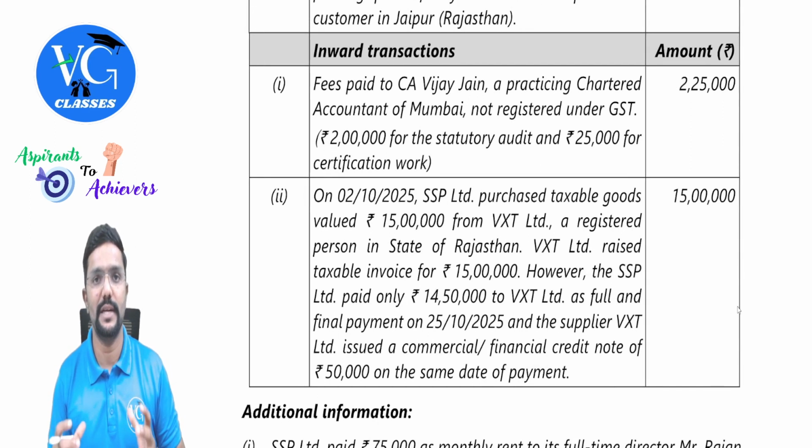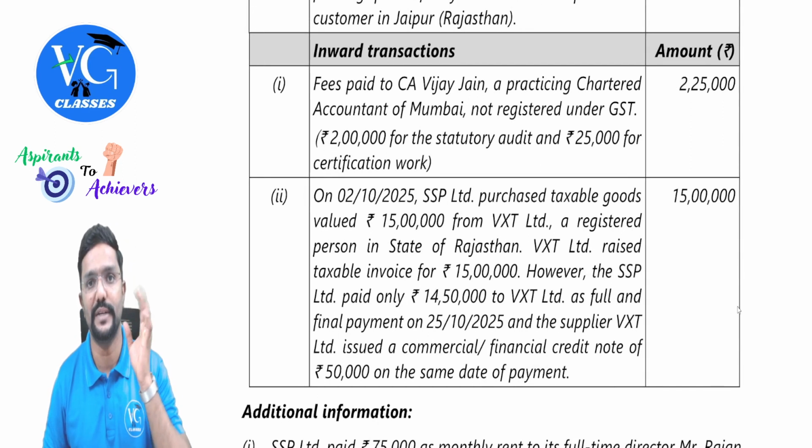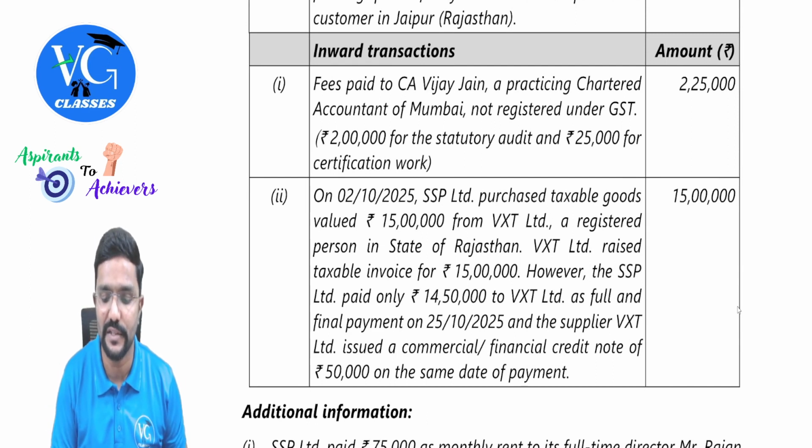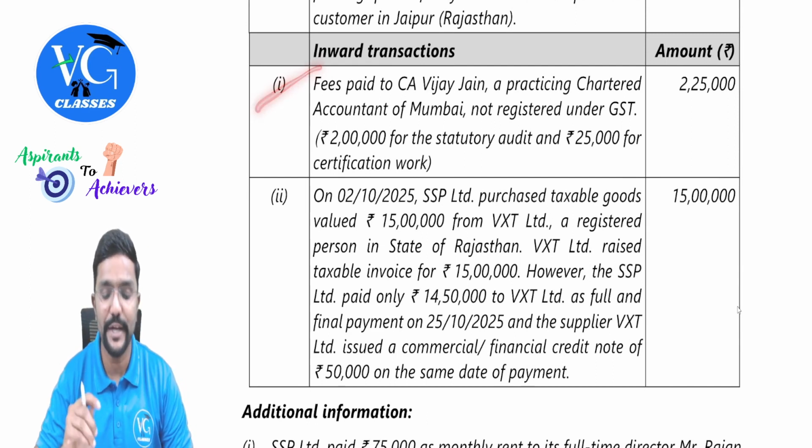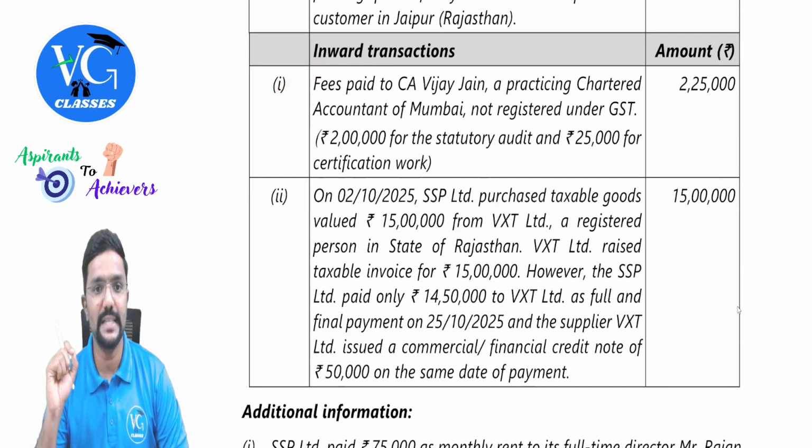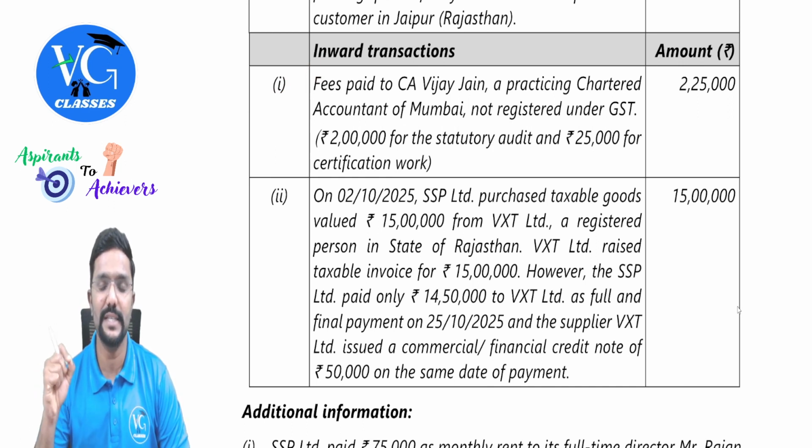Now inward transaction. That is, this is helpful for us to calculate input tax. So output tax information done, guys. Next. Fees paid to CA Vijay Jain, a practicing chartered accountant of Mumbai, not registered under GST.